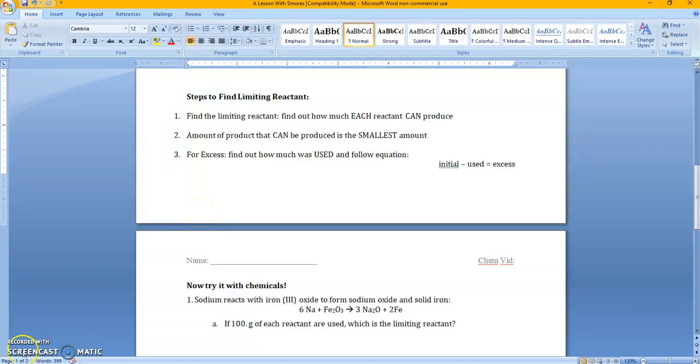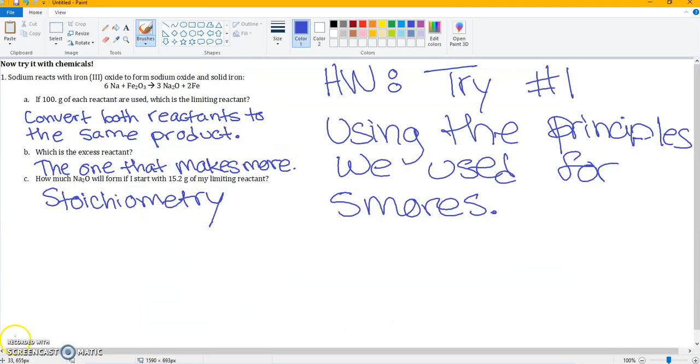Alright? For homework, I'd like you to try number 1 using the principles we discussed. There are hints on the left and we'll see you in class.